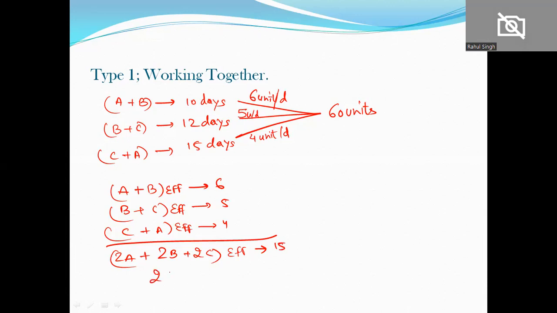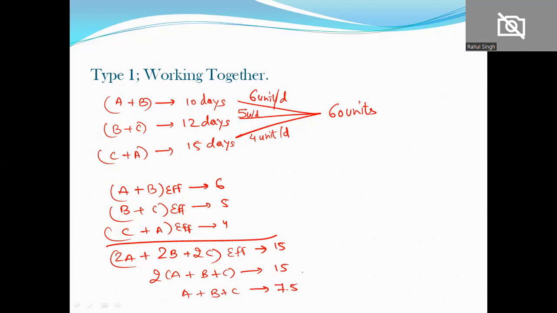You can take 2 common. So 2 times (A plus B plus C) has an efficiency of 15 units, and then A plus B plus C has an efficiency of 7.5 units. Now 7.5 is the combined efficiency of all three people.